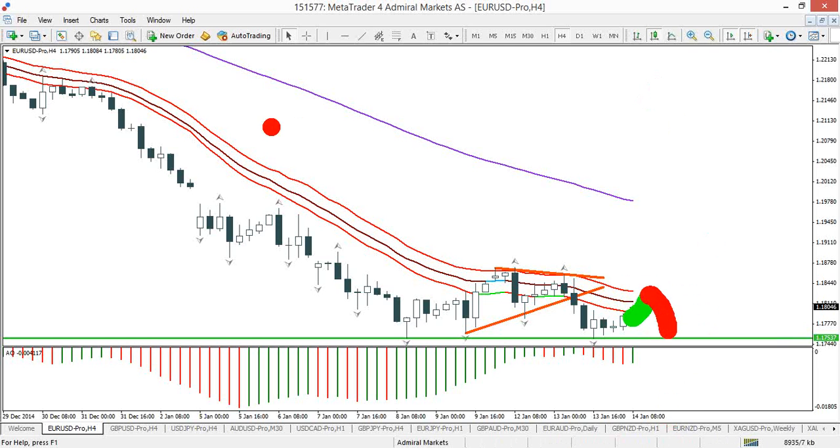Okay, that's a typical example of a strategy using moving averages. You can use it as support or resistance and wait for a breakout below or above it.